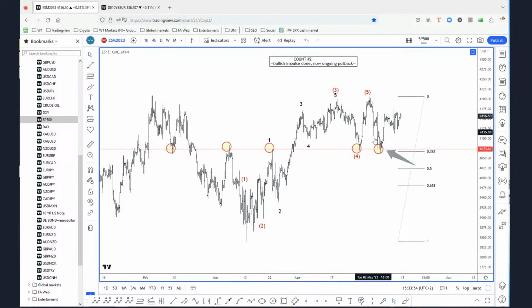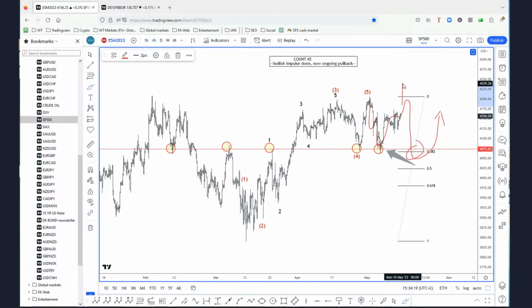Now, saying that this is already a completed correction, which lasted just a few days compared to this very long impulse, it's a little bit too soon for me to say that this correction is finished. So in such a case, maybe we could be looking for something like this and then turn up. So again, notice the importance of this 4070. That's a very key level if we're going to see it retested.